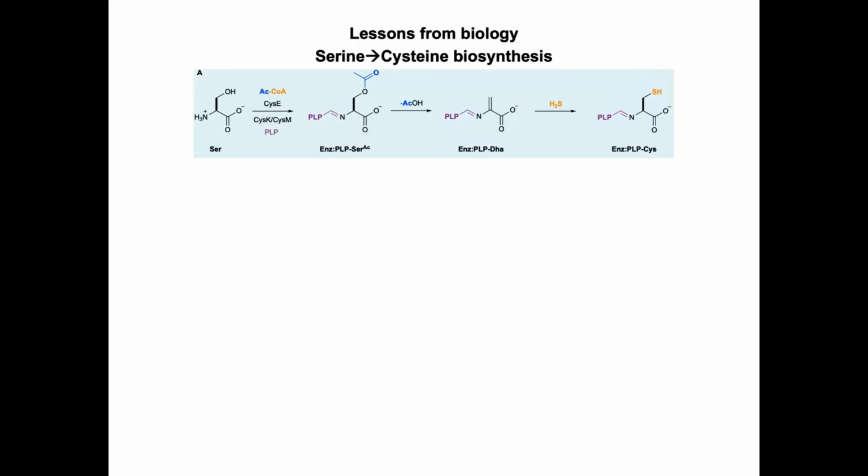And so what it does is it swaps the oxygen of the amino acid serine for sulfur in a multi-step pathway. It first acetylates the alcohols of the serine side chain whilst complexed to pyridoxal phosphate. And then that lowers the energy barrier to eliminate acetic acid to form dehydroalanine, this DHA species here. And then that is intercepted by hydrogen sulfide to generate cysteine.